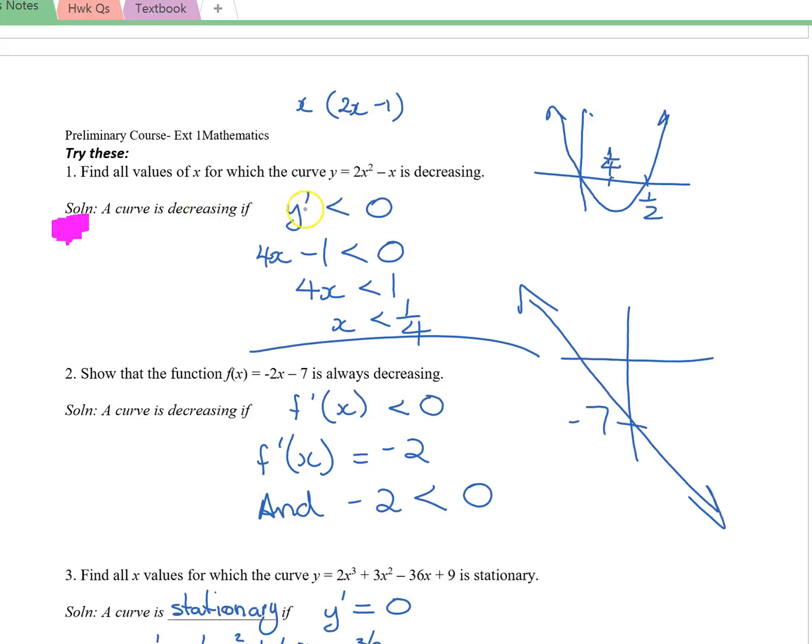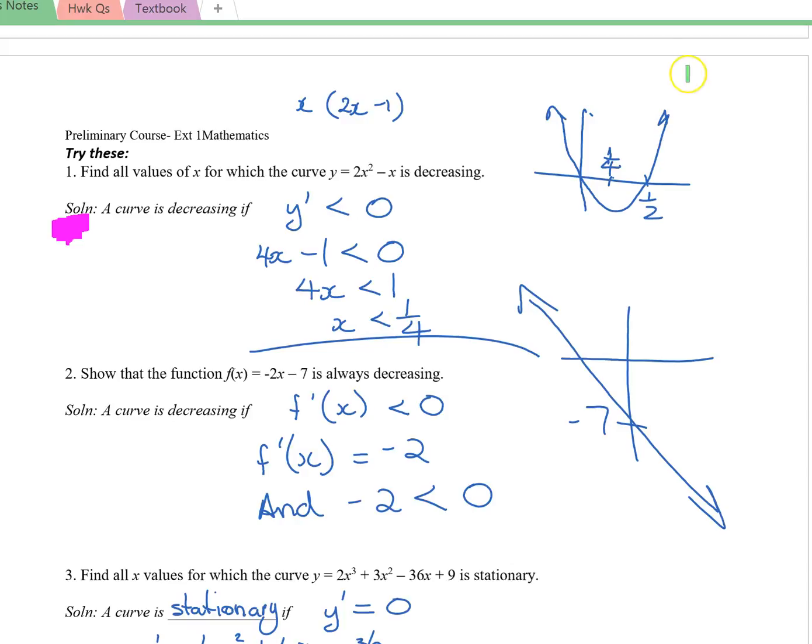So we've established that the first derivative has to be less than naught. Let's find the first derivative. The first derivative would be 4x minus 1, and we want to know where 4x minus 1 is less than naught. That's a nice linear inequality. To solve a linear inequality, we just treat it like a linear equation, unless of course you're multiplying or dividing by a negative, which we're not here, and so you get the solution x is less than a quarter. So at all points on the graph where x is less than a quarter, the graph is coming down.